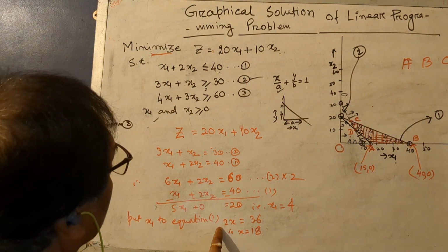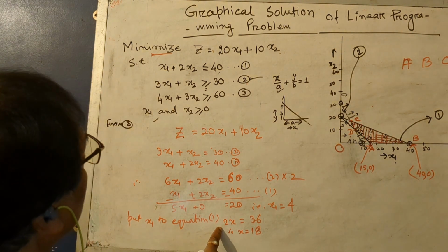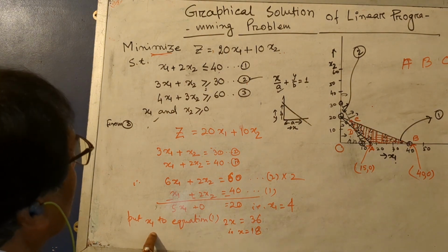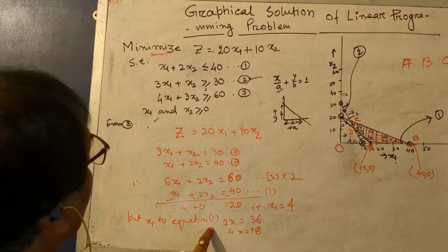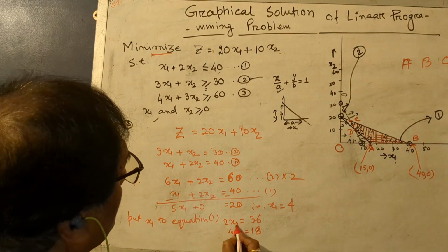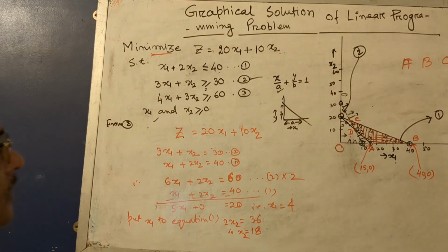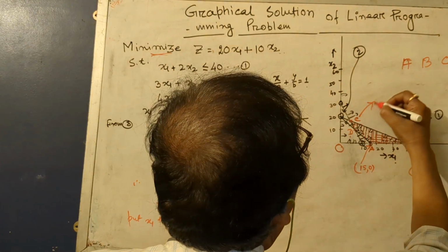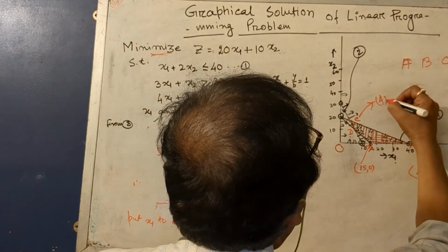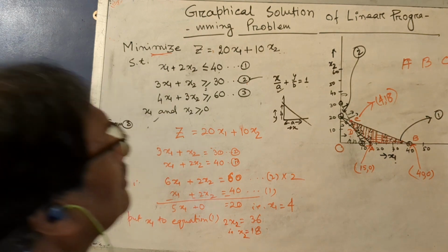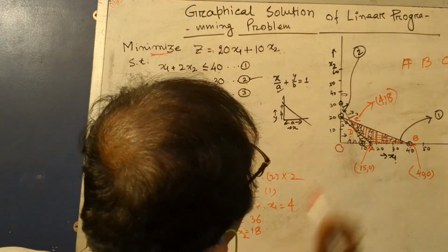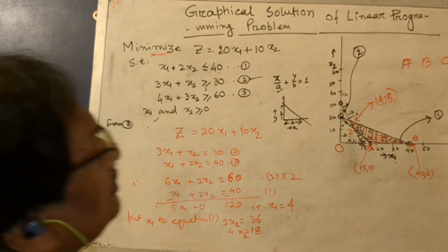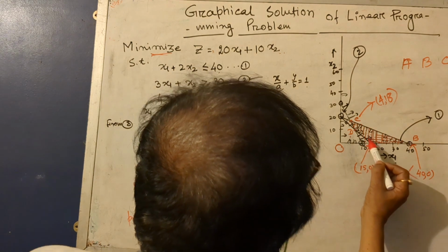That is x1 is equal to 2x2. Put x1 into equation 1. So 2x2, that is x2 is equal to 18. And what will be the coordinate of this? That is 4, 18. That will be 4 and 18.